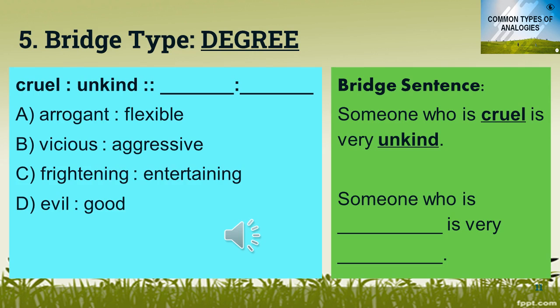Letter A, someone who is arrogant is very flexible. Letter B, someone who is vicious is very aggressive. Letter C, someone who is frightening is very entertaining. Letter D, someone who is evil is very good.